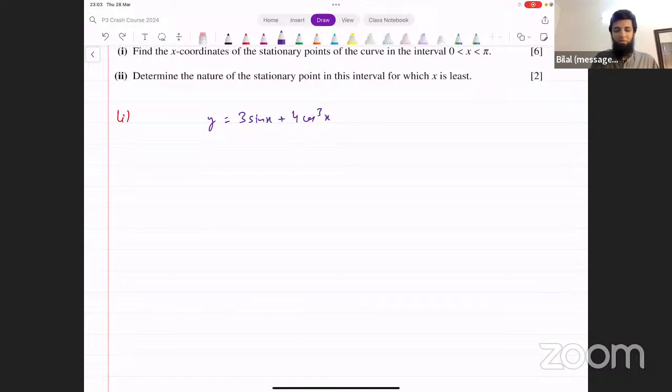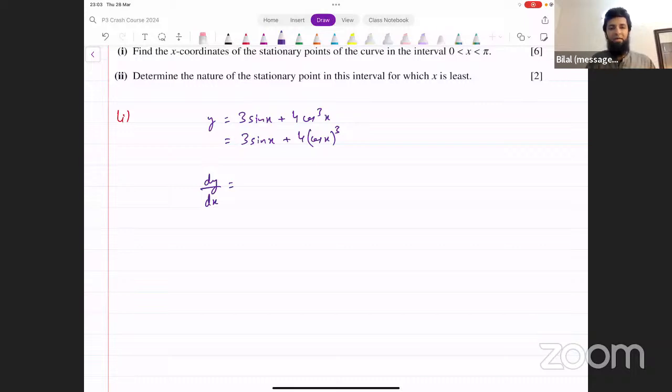Now, cos cube x, what does that mean? Remember, we talked about this before. The proper mathematical way of writing this is cos of x whole cube, right? Cos cube x is just a short form for cos x whole cube. So it's actually a power function. All right. So when you differentiate it, what is this going to become?